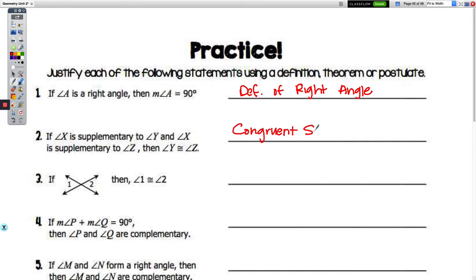And I suggest that on this page, you write this out so that when you're referring back, it can help you as one of your reference pages and you don't get something mixed up. If we look at this diagram on number 3, then we can see that angle 1 is congruent to angle 2. How do we know that? The vertical angles theorem.